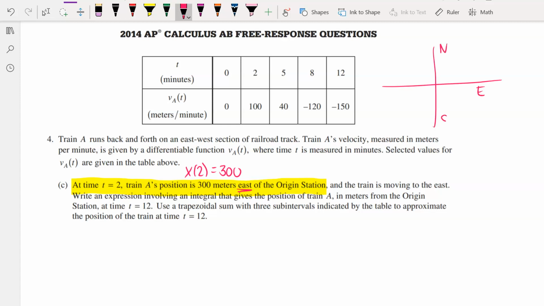Never eat soggy waffles. That's just how I remember it. I know it's goofy. So we're 300 meters east.